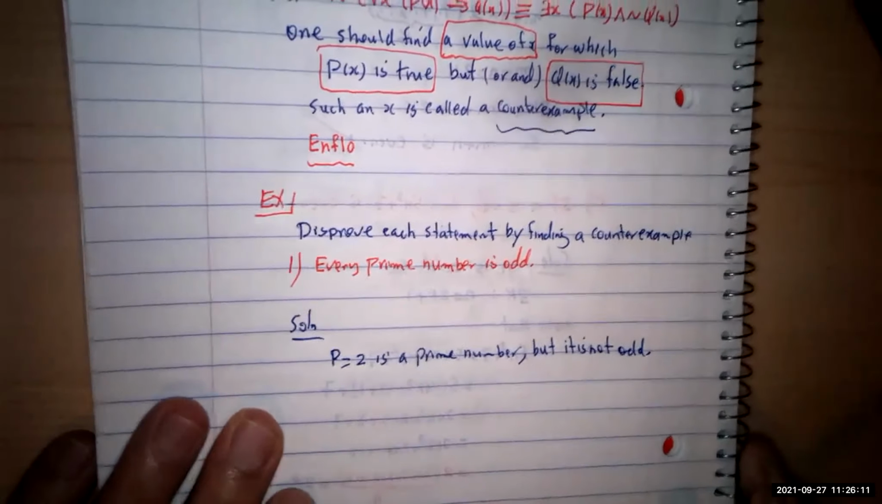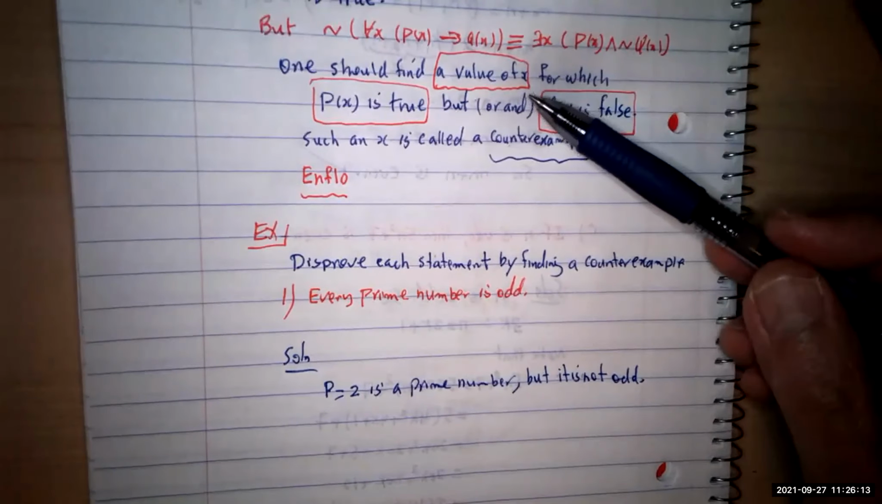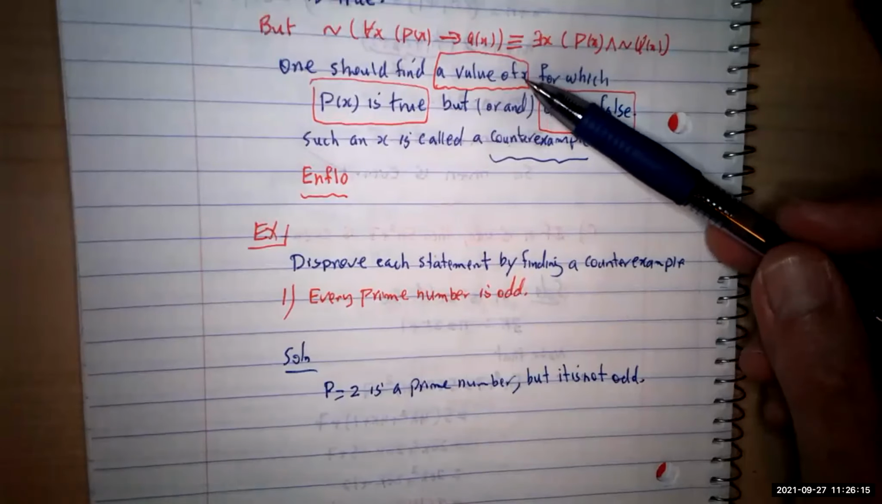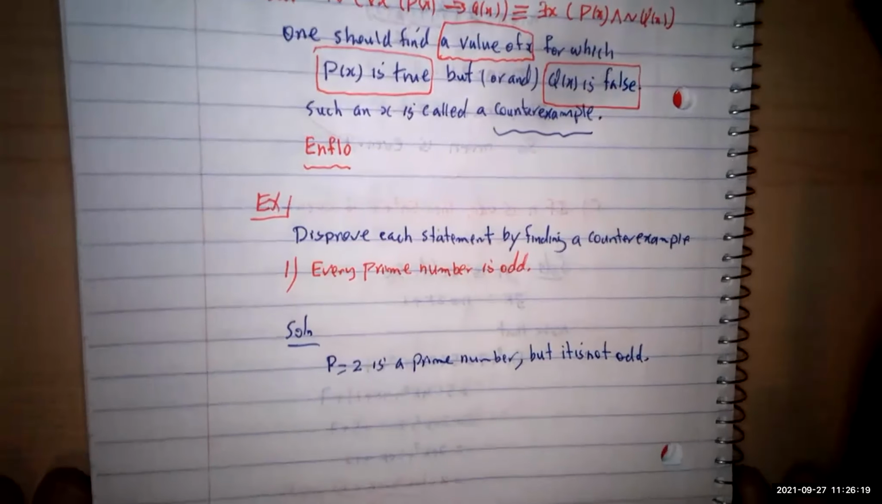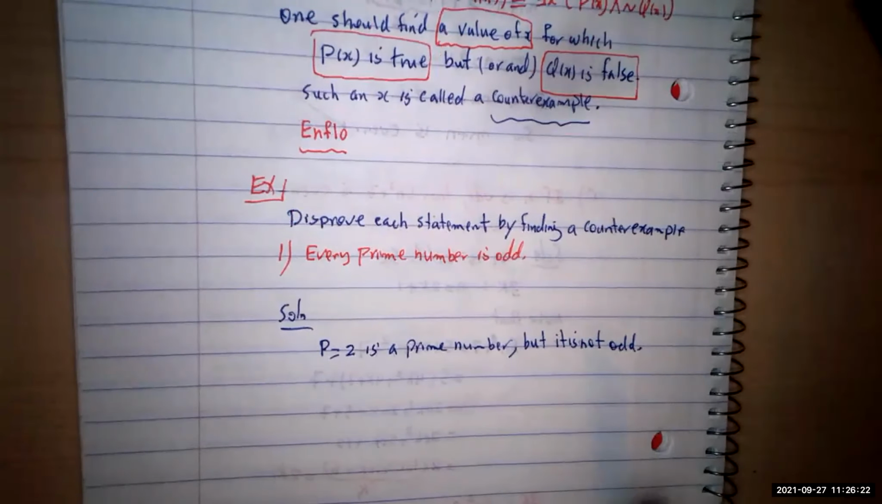So this is the way you reject it, exactly the way we did it here. You see, there is a value of x such that p(x) is true, but q(x) is false. So this is how you express it. Don't just say 2. Just repeat this expression so that we know that you know how you are expected to prove. Any question? So it's done. That's going to be your counterexample.